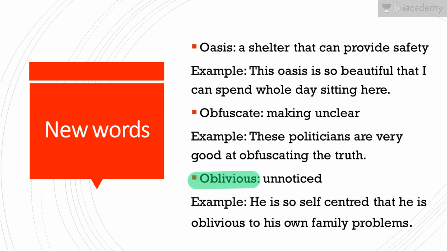Next is oblivious. Oblivious means unnoticed. Example, he is so self-centered that he is oblivious to his own family problems. So this means he is so self-centered. Self-centered means being selfish or only thinking about our own self. So he is so self-centered that he is oblivious to his own family problems, means even his own family problems are not being noticed by him.